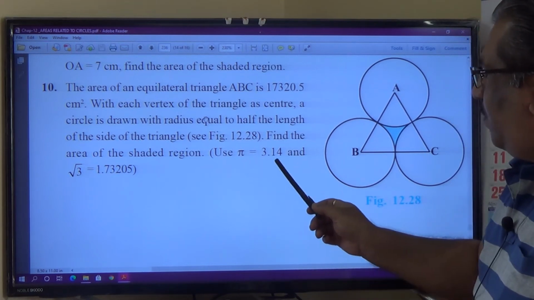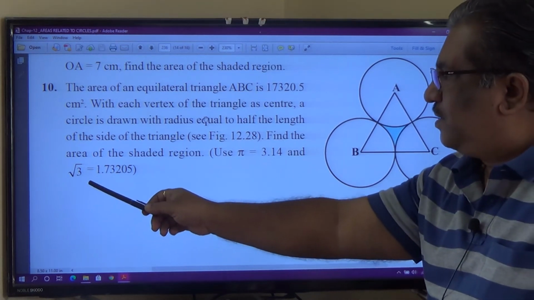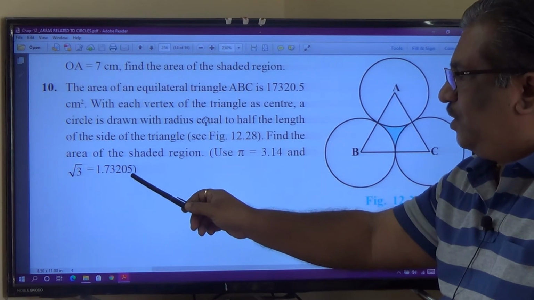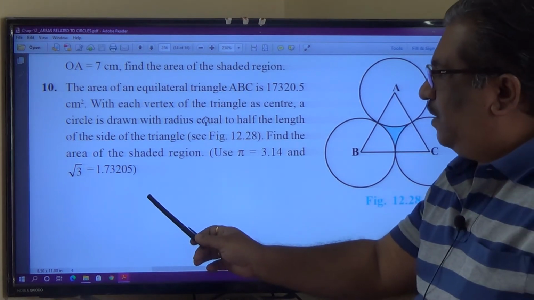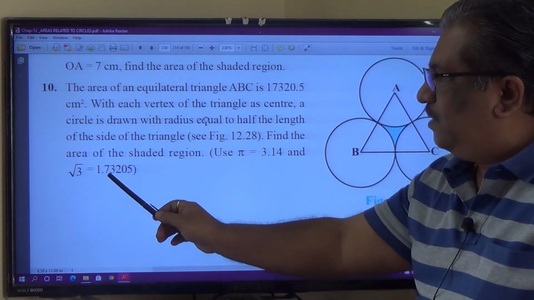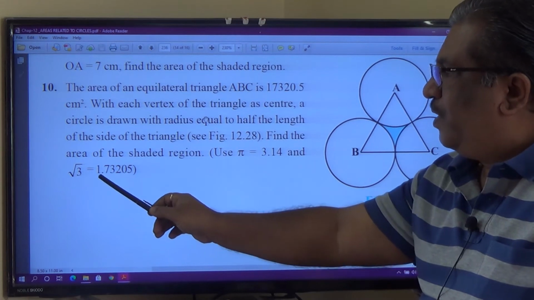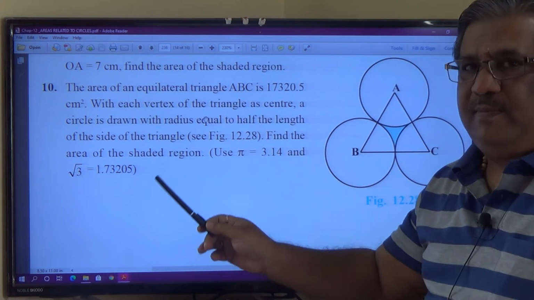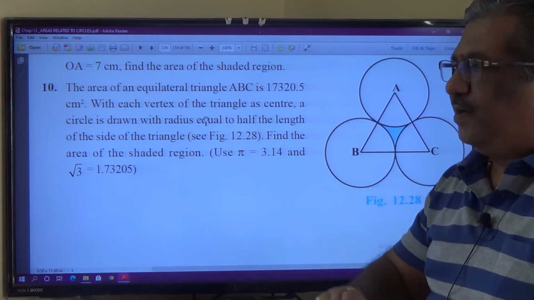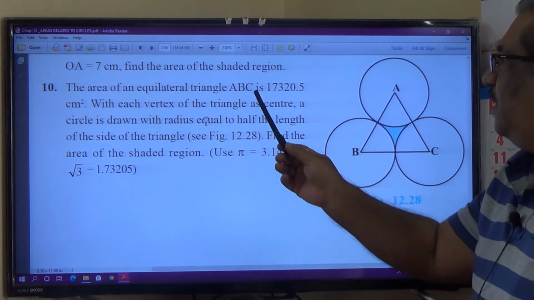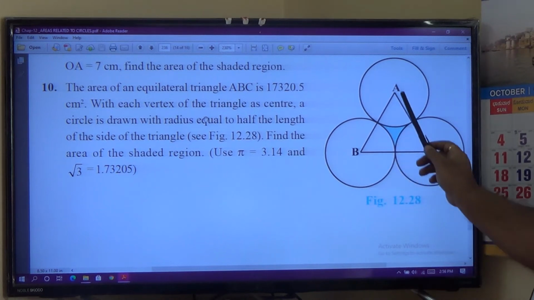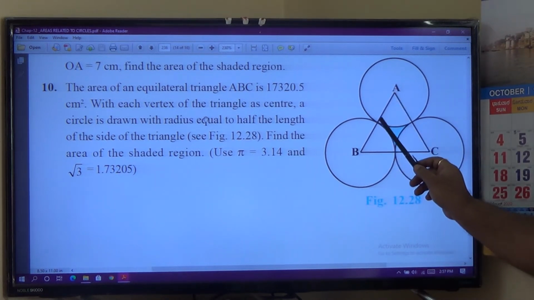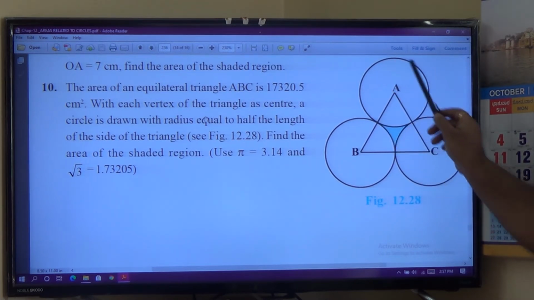Use pi equals 3.14 and root 3 equals 1.73205. Here very important information, root 3 equals 1.73205. We have to take this entire numerical value in order to solve this problem, then only this problem will be easier. Now it is an equilateral triangle. ABC is an equilateral triangle, and the radius of this circle, if I mark this as something like E, then AE will be the radius of this circle.